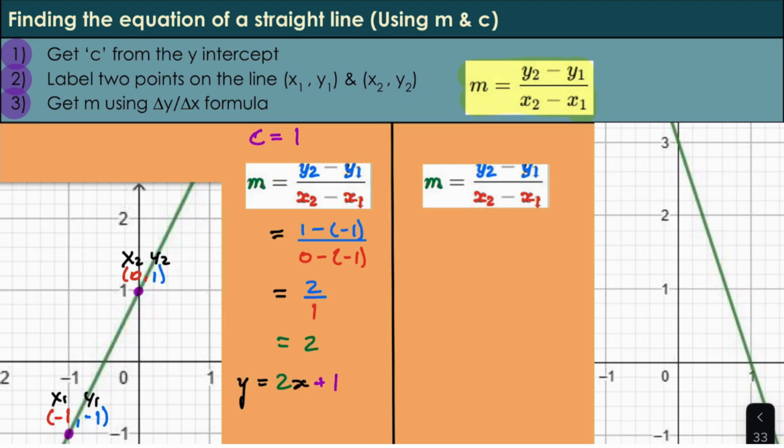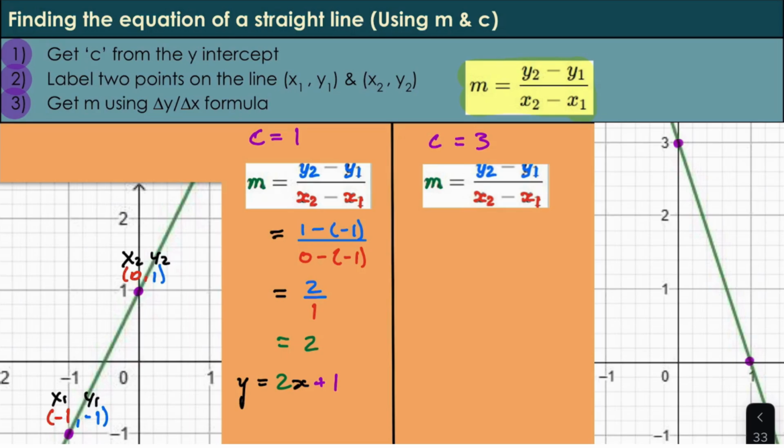Our second example, we follow the same steps. Get c from the y-intercept. Our y-intercept is 3. We can write. Step 2, label 2 points on the line x1, y1, x2, y2. We have our y-intercept, and we can also use our x-intercept.